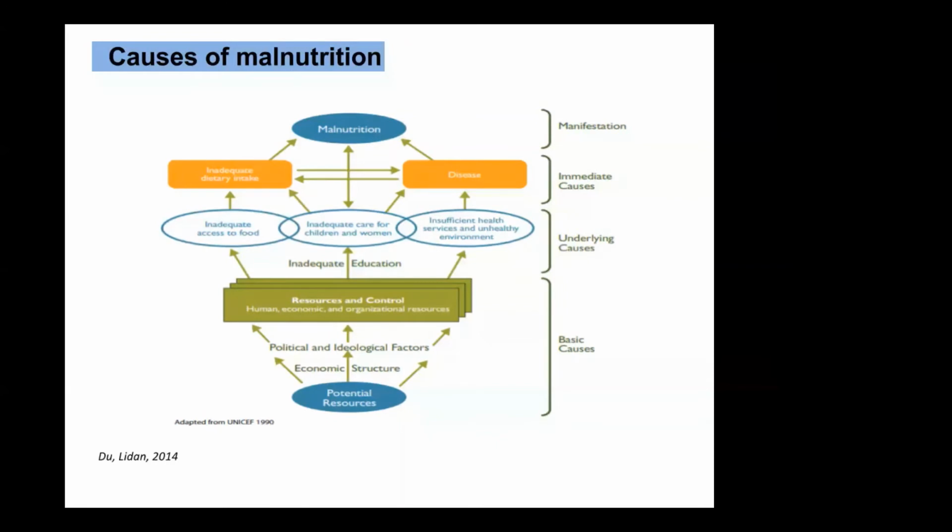These are the underlying causes, and there are other basic causes like poverty, resources, access to land, or where they can grow some foods, those kinds of different resources. So this is basically the problem tree diagram that tells you how different basic causes lead to the underlying cause and the immediate cause, and ultimately it leads to malnutrition.